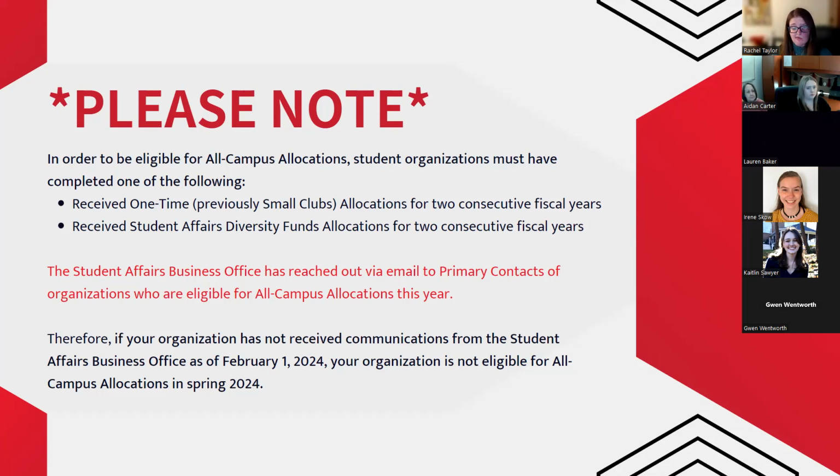So the Student Affairs Business Office has already reached out to primary contacts of organizations who are eligible for all-campus allocations this year. Therefore, if you're on the call today or watching after the call, if your organization has not received communications from the Student Affairs Business Office already, your organization is not eligible for all-campus for spring 2024. So just wanted to make that note. If you're thinking you may be eligible, note that they have already communicated to primary contacts if you are for this fiscal year. So I will pass it over to June and Aiden.